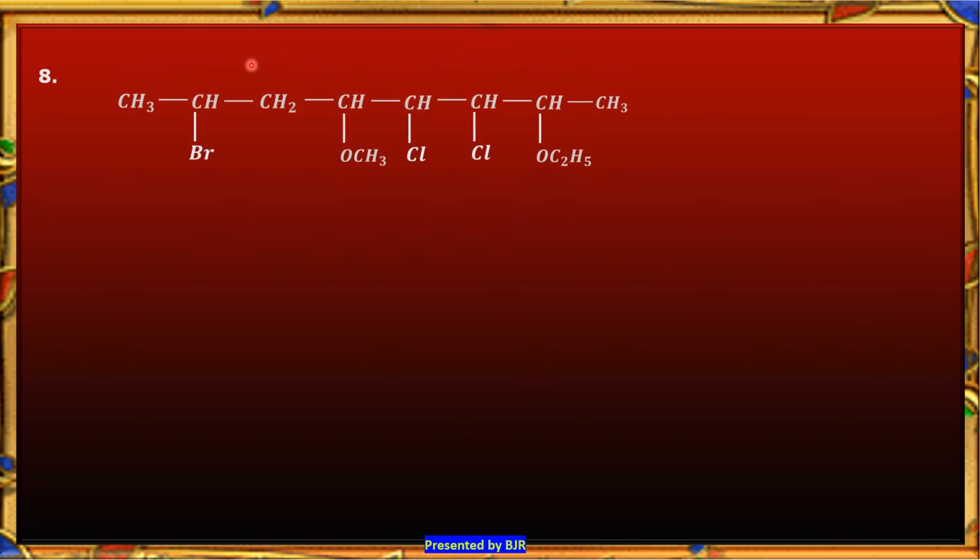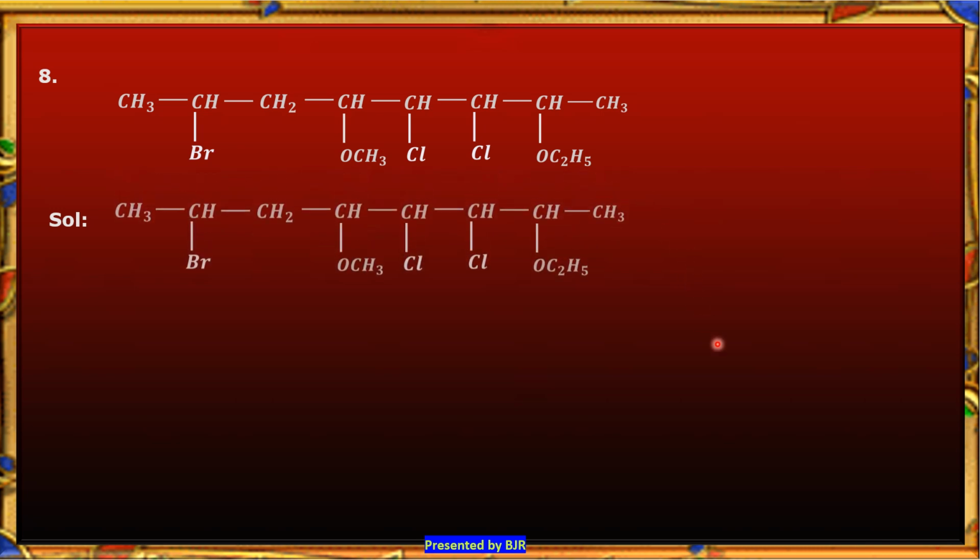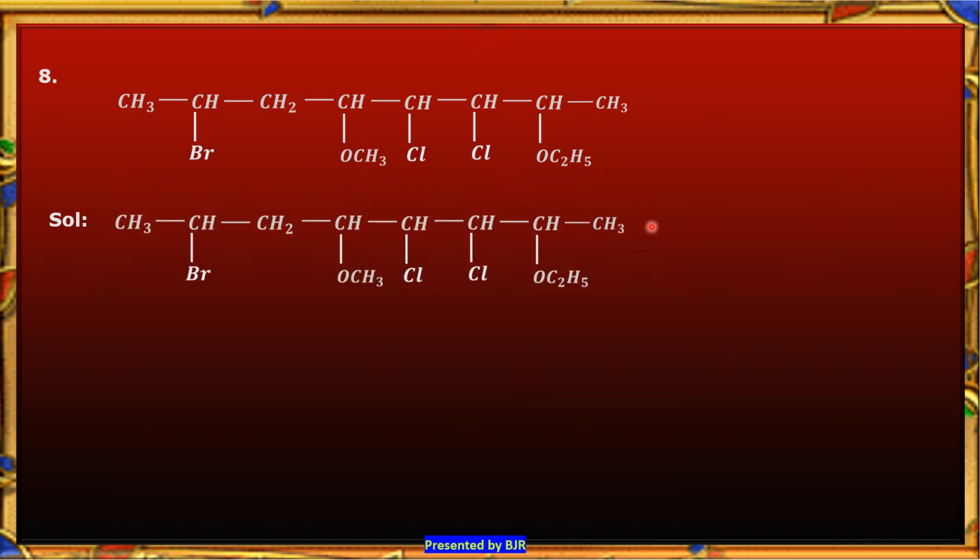Next, problem number 8. This is one organic compound. Solution, we have to give the IUPAC name to it, and this is the longest chain of carbon atoms. I am numbering from left to right, and I will number from right to left also. Now use the lowest set of locants rule.